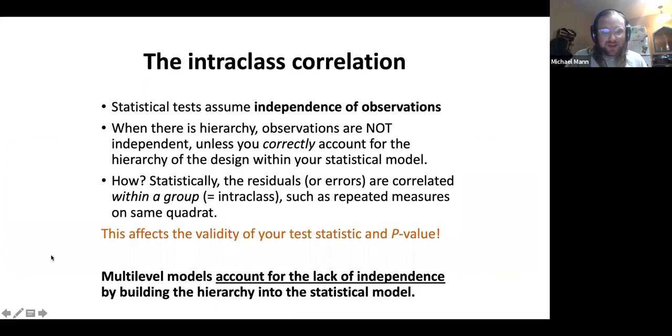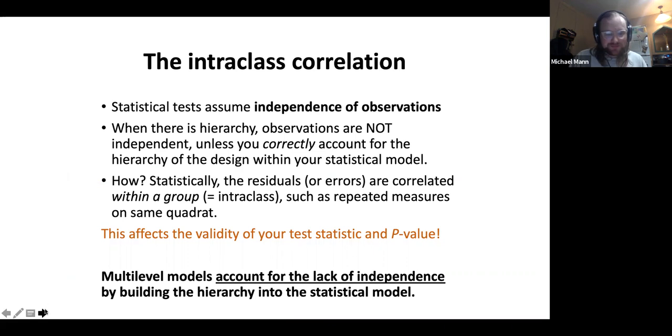So, right, you have these what are called intra-class correlations. As I mentioned, statistical tests assume independence of observations. You don't have that. Each of those streams or the samples of them are highly correlated. But we can take that into account by building in that structure.